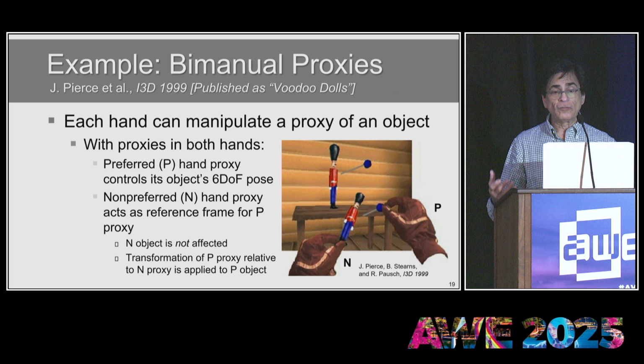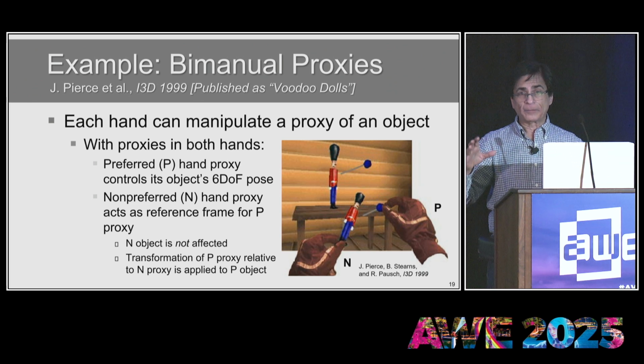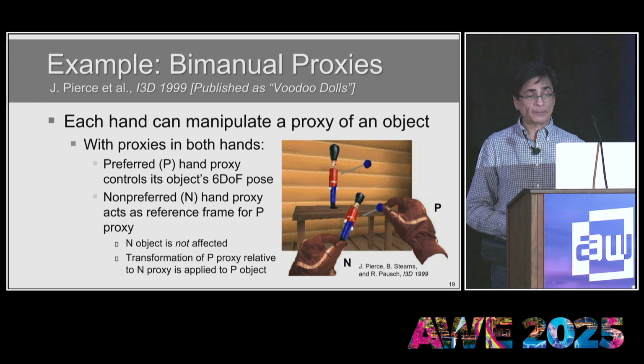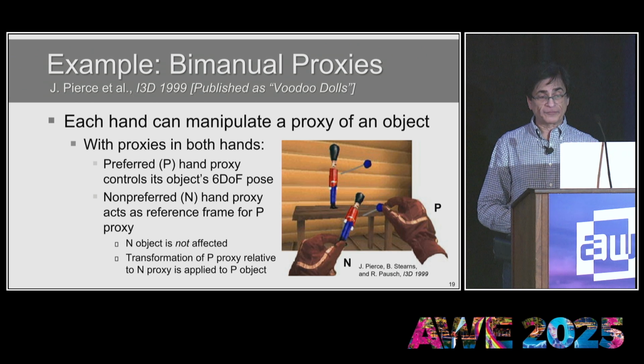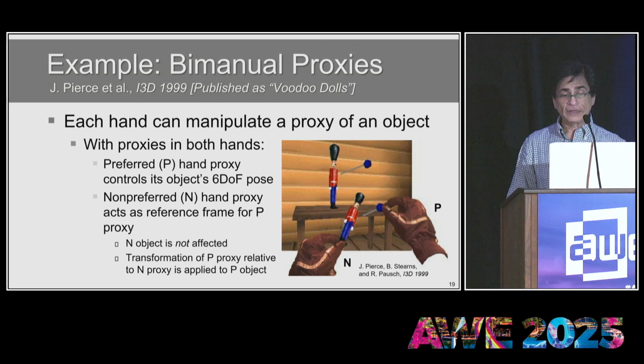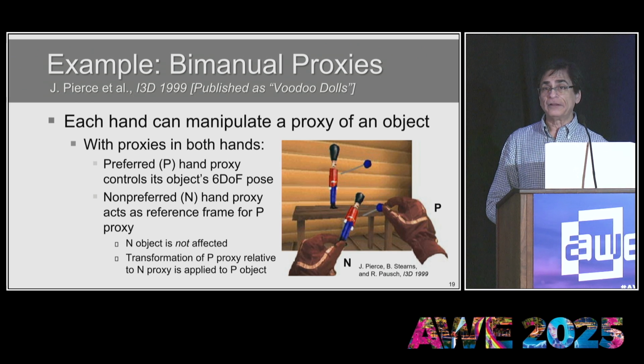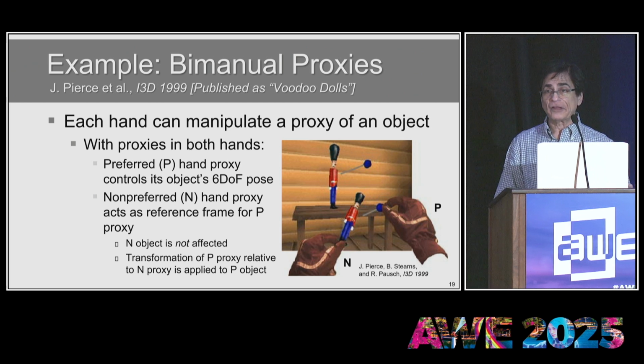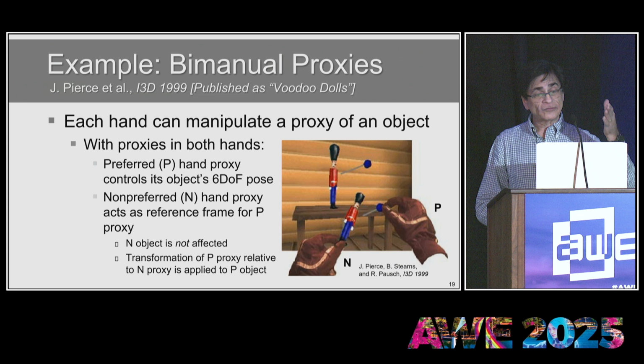So when you are holding proxies in both hands, then the proxies do stuff. The preferred hand proxy is going to control the six degree of freedom pose, the position and orientation, of the actual object itself. The non-preferred hand proxy is going to be a reference frame for the preferred hand proxy. Its object in the full-scale world is not going to move. It's not going to change orientation, not going to change translation. It's just going to sit there.